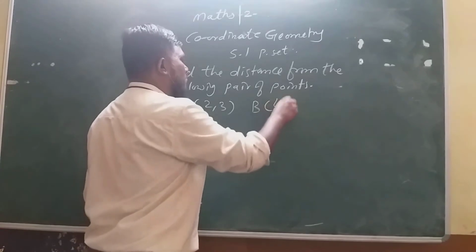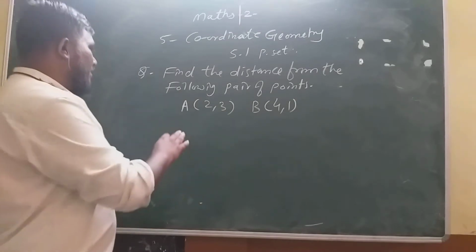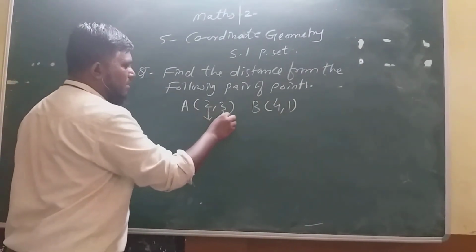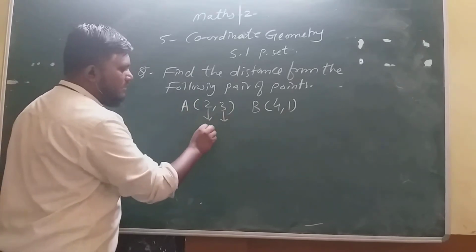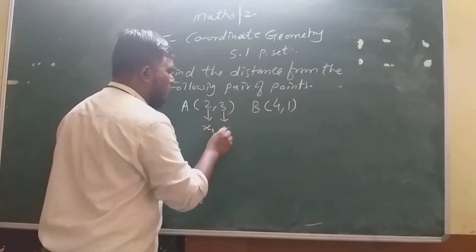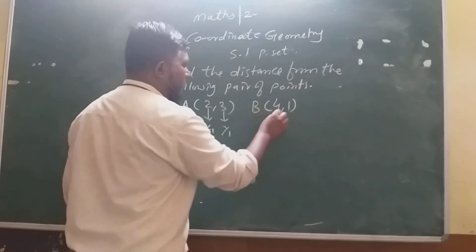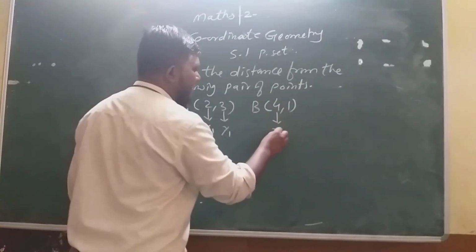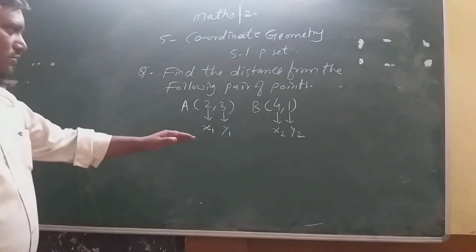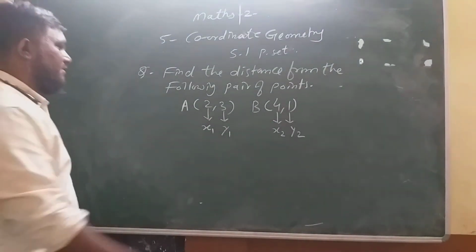B (4, 1). Now, keep in your mind, when we are going to write the coordinates of these points, first of all, the number which we are writing, that is from x coordinate, that should be x1, and second one is what? y1. Second coordinate is from y axis. Now in second point, first we will write x2 and y2. Now students, these denotions are very important while solving the example.